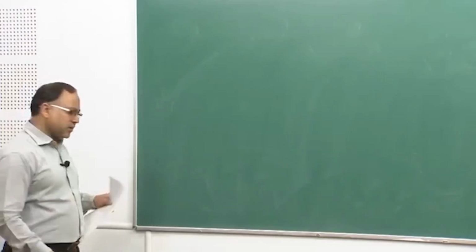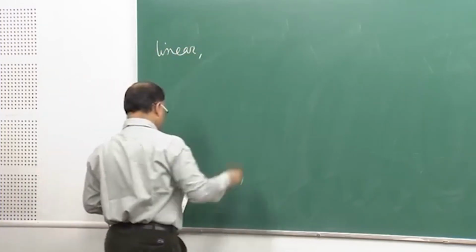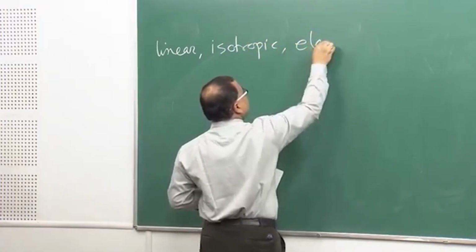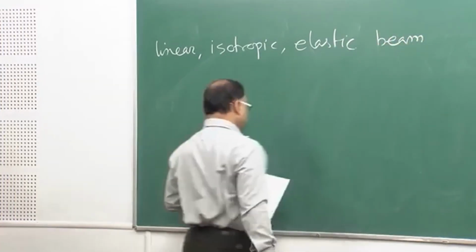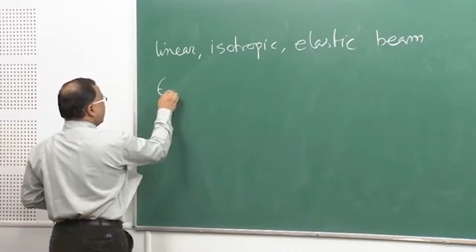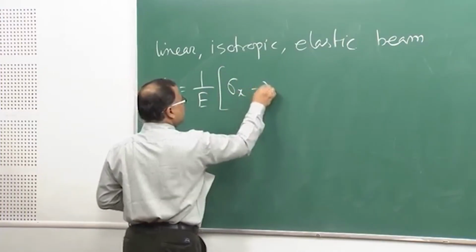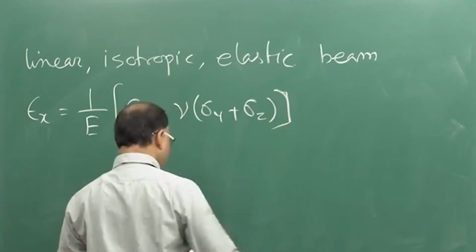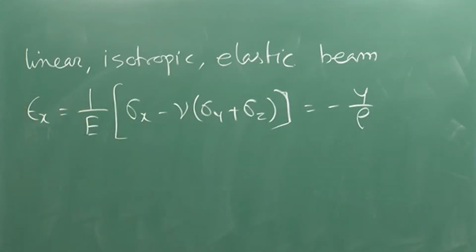Now, if you recall your stress strain relation, everything is within your elastic limit. If you recall your stress strain relation for a linear, isotropic, elastic beam, for this kind of beam your epsilon x can be written as 1 by E into sigma x minus nu into sigma y plus sigma z, which is nothing but minus y by rho. We have already got it, just now we have derived it.